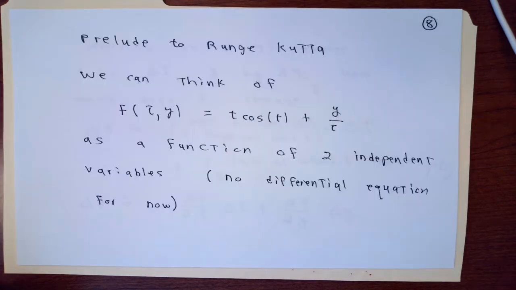We've spoken briefly at other times about partial derivatives. That's going to become relevant now. The right-hand side of my differential equation for my sample problem, f of t and y, is t cosine t plus y over t. But for a moment or so, I don't want to think of that as being the right-hand side of a differential equation. I want to think of it as just being a function of two completely independent variables. One is named t, the other's named y, and at least for the moment, we're not going to be thinking about differential equations.